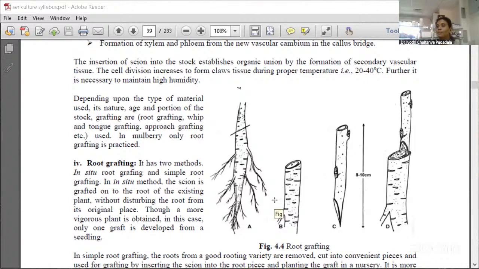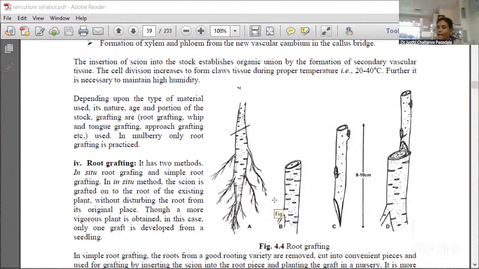In simple root grafting, the roots from a good rooting variety are removed, cut into convenient pieces, and used for grafting by inserting the scion into the root piece.